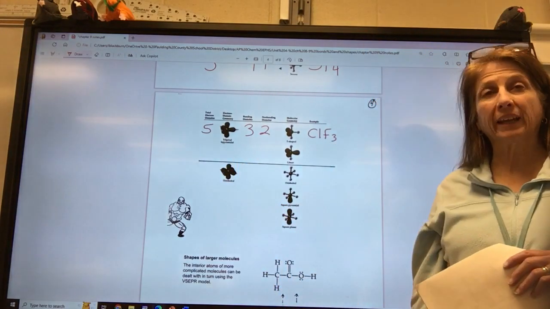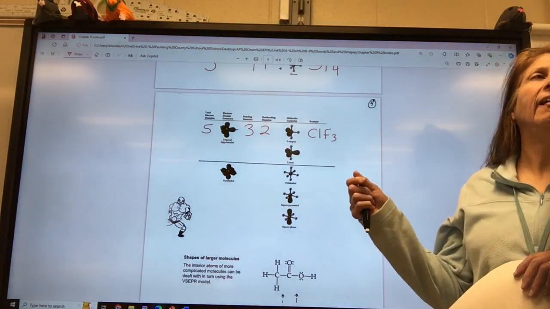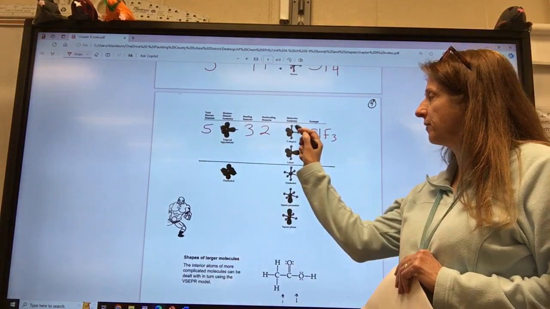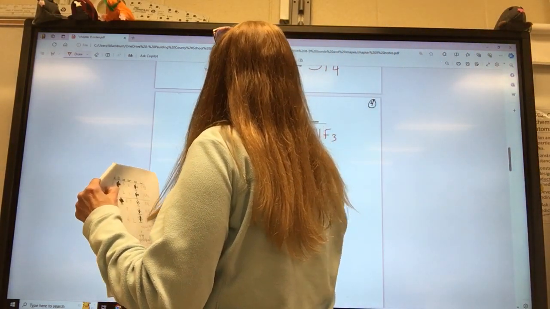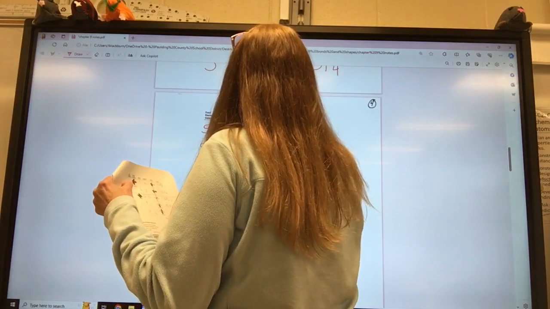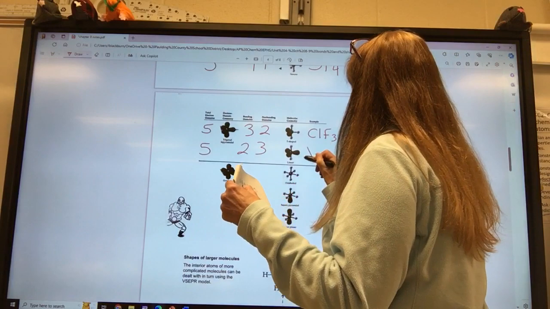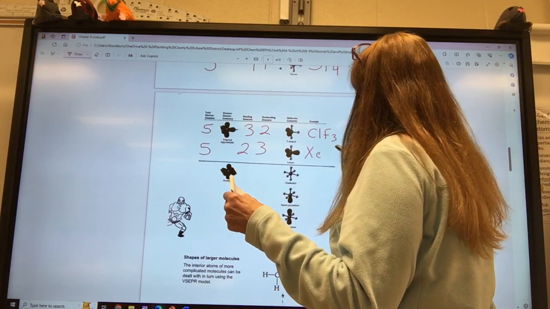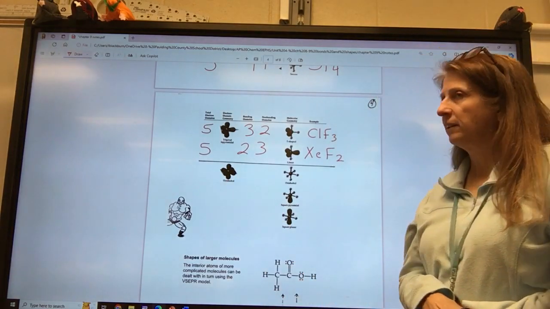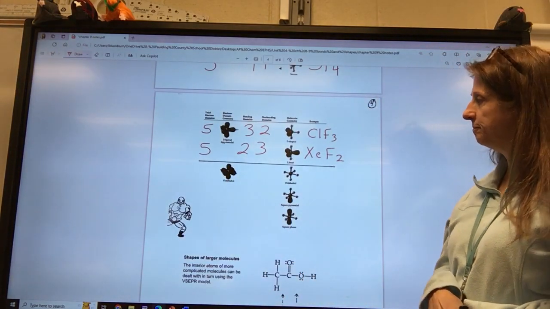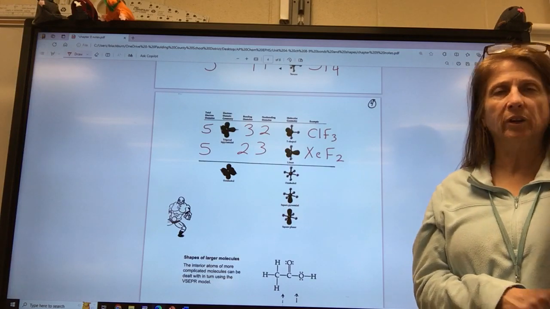So T-shaped exists. Remember when I held 3, I said, is this as far as it can get? But the reason why is because it's got 2 unshared pairs. So you also could have 5 electron domains. You can have 2 bond and 3 unshared pair like that, and it ends up being linear. And our example of that is this. How do we feel about that? Good? We can imagine that?